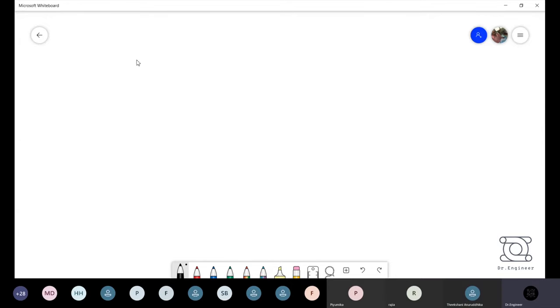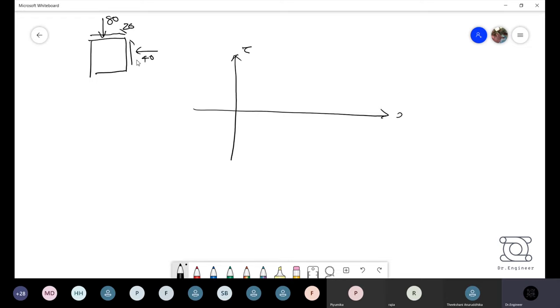So what was our stress element? Here we had 80. Here we had a clockwise shear of 20, and here anti-clockwise, and here 40. So if you take a sigma tau plane, at one point there would be 40, at another point there would be 80. I am taking the compression stress as positive, and clockwise shear as positive.